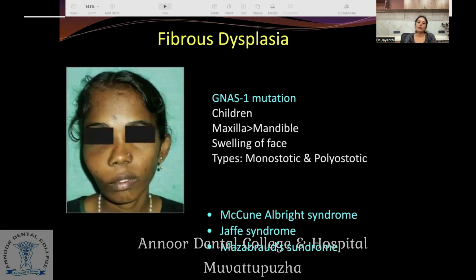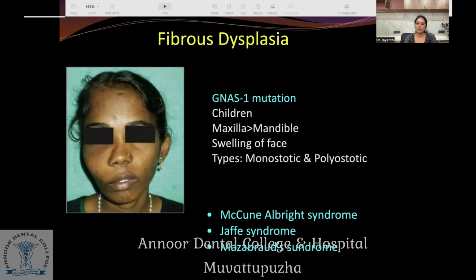Now you have two types here, monoosteotic and polyosteotic. As the name suggests, monoosteotic means only one bone is affected, whereas polyosteotic means in the same patient, multiple bones are affected. So in addition to jaw bones, you can also see involvement of the femur, long bones, vertebra, skull bones, hip bones. Multiple bones can be affected in these patients.